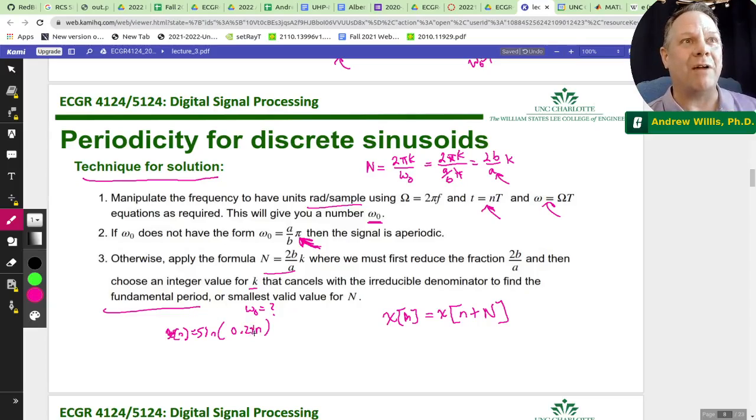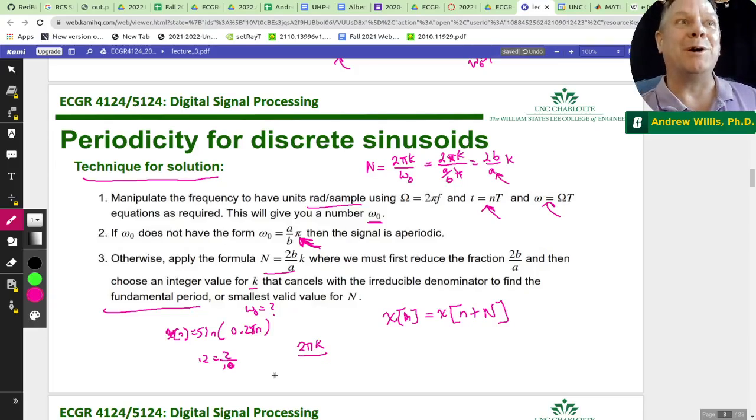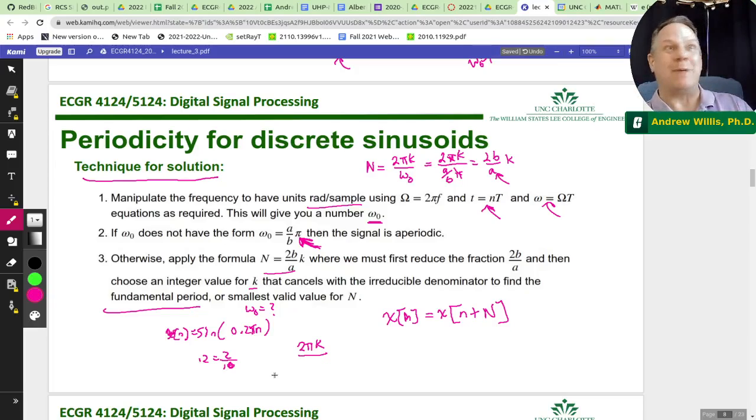Okay, now if I write 2 times pi, 0.2 times pi, so omega naught is equal to 0.2 times pi. Then you have 2 pi k over 0.2. Is 0.2 a rational number? 0.2 is equal to 2 over 10. It's the rational number 2 over 10. Anything that's not a repeating number, like 0.3 repeating, or anything that you can write down that doesn't involve explicitly repeating numbers is going to be a rational number, right?